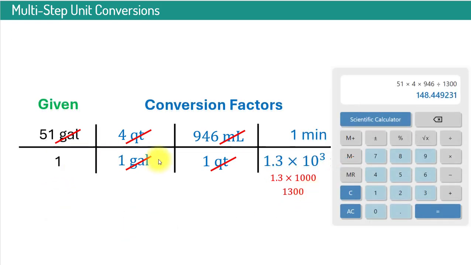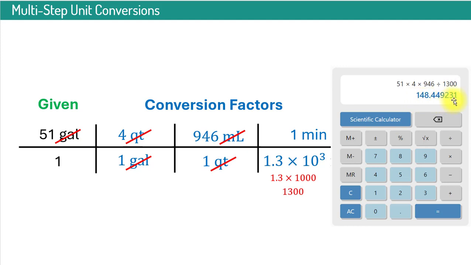As always, I'm going in order of fractions, ignoring ones. I start with 51. The next number is in the numerator, so I multiply by it, times 4. The number in the next fraction is also in the numerator, 946. I multiply by it. And in the next fraction, I have a number in the denominator. That's the one that's now written as 1300. So I will be dividing by that number since it's in the denominator. These are my operations shown on the calculator, and that's the answer.